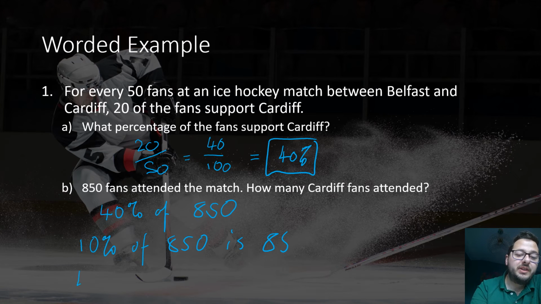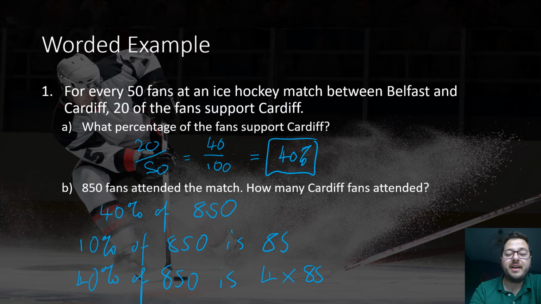And then 40% of 850 is just going to be 4 lots of 10%. So this is 4 times 85, which is going to be 340, I think. Let me just double check that. 85, 170, yeah, 340.